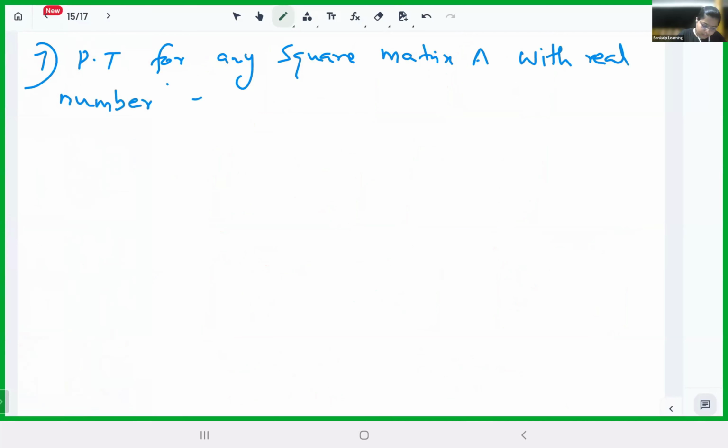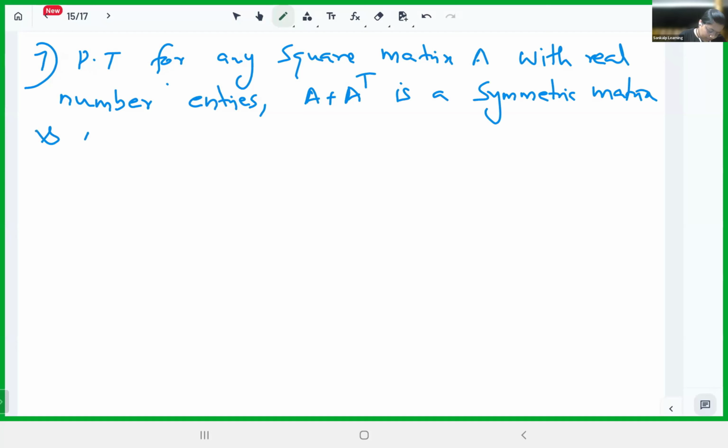Okay. Now we are moving on to the seventh question. Prove that for any square matrix A with real number entries, A plus A transpose is a symmetric matrix, and A minus A transpose is a skew symmetric matrix. Okay. So this is a general result and we have to prove this.